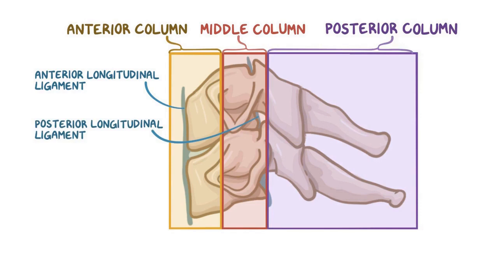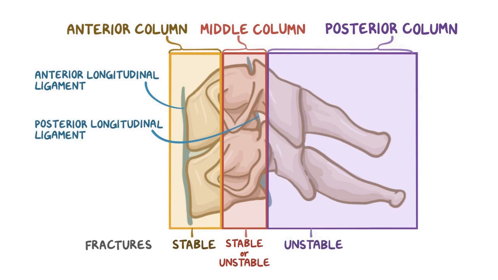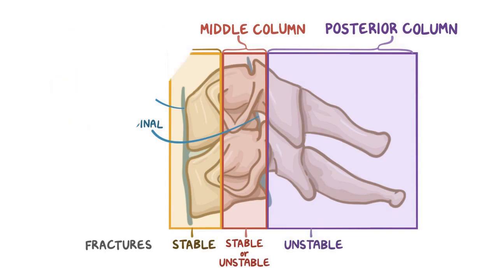Generally speaking, anterior column fractures are stable, middle column fractures can be stable or unstable, and posterior column fractures are the most unstable. Let's take a look at some of the more important unstable fractures you should recognize.